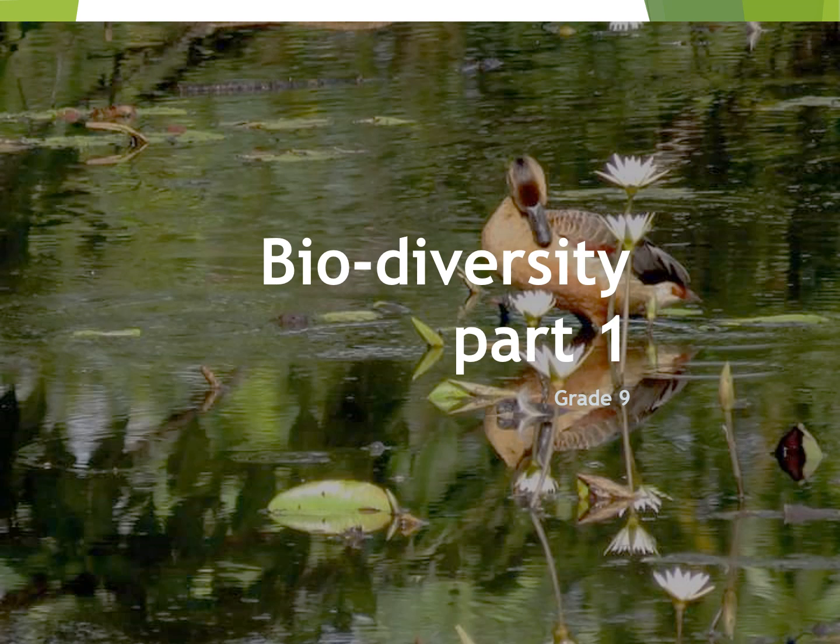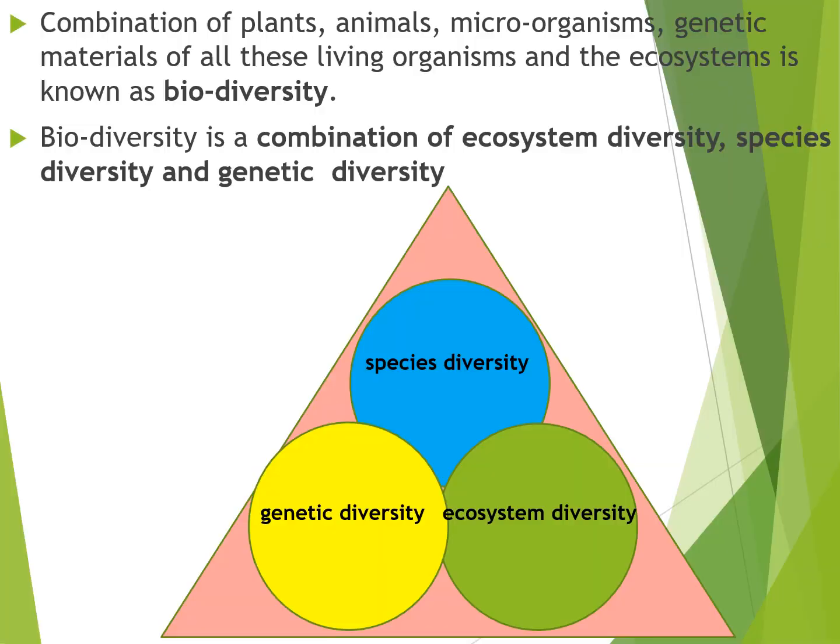Today we are going to talk about biodiversity. First of all, you need to know the definition of biodiversity. It is the combination of plants, animals, microorganisms, genetic materials of all these living organisms and the ecosystems is known as biodiversity. Simply we can say biodiversity is a combination of ecosystem diversity, species diversity, and genetic diversity.